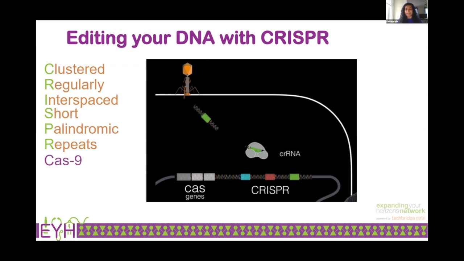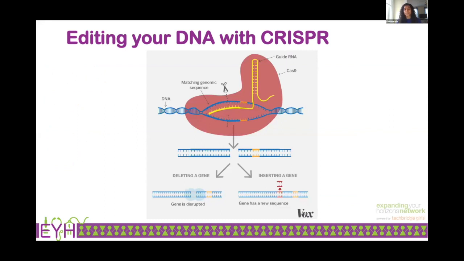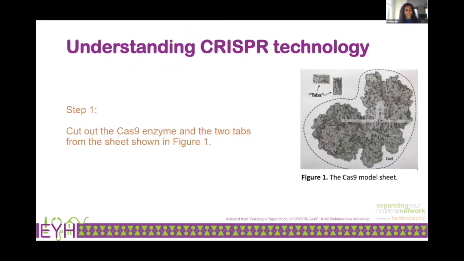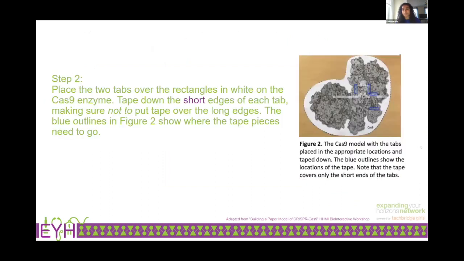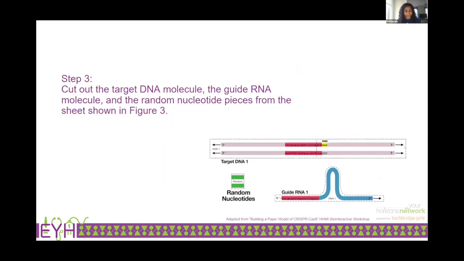But better yet, we can use this CRISPR system to edit our own DNA. Since CRISPR can be used to target specific DNA sequences, we can design a guide that targets a segment of DNA of our own choosing, and the Cas protein will make a cut where we want it.